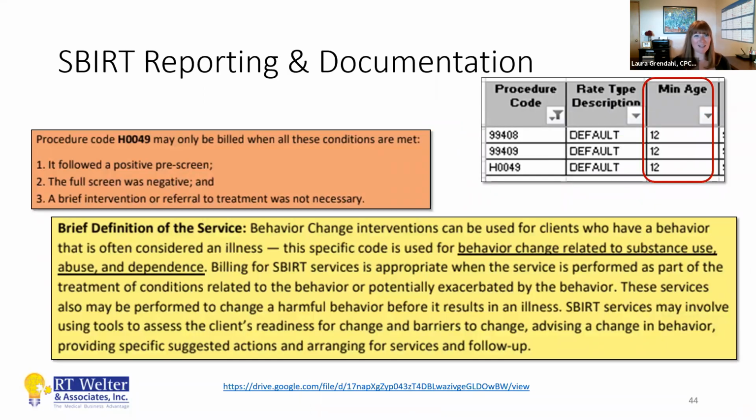Okay, SBHC reporting and documentation. One of the really big questions that I wanted to address first was, will SBHC services be reimbursed if associated with an annual well child exam? The one really fascinating thing I found when I was researching these codes in Health First Colorado's fee schedule was that there is a minimum age requirement for these codes, and that minimum age is 12.